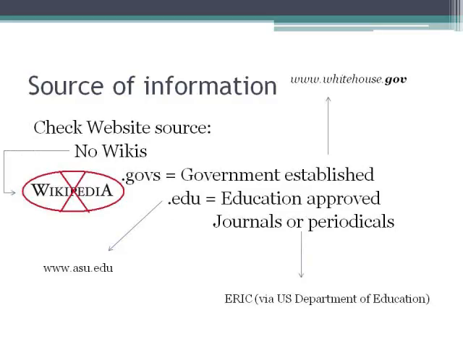Next up, we have source of information. When looking for the source of information, there's a couple things you can look for. First, check the website source to see if it's an actual website. Then there's also no wikis allowed. Wikis are very unreliable and can be changed by anyone at any time.